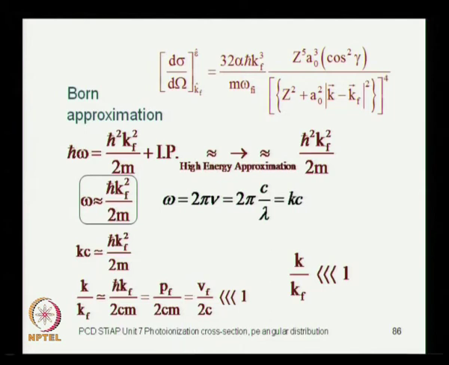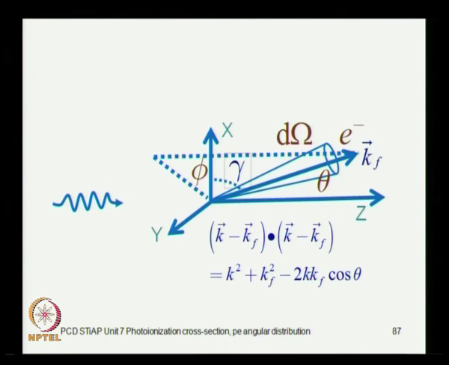This is when the Born approximation holds for high energy processes, and the other quantity that we need is the square of the modulus of k minus kf. So, that we will get by taking the scalar product of these quantities, and you need again the cosine of the angle theta. Theta is the angle between k and kf, which is a polar angle in our spherical polar coordinate system, right.